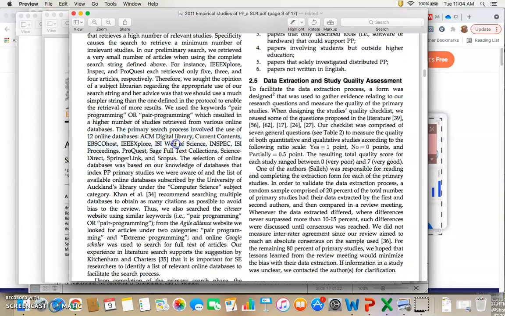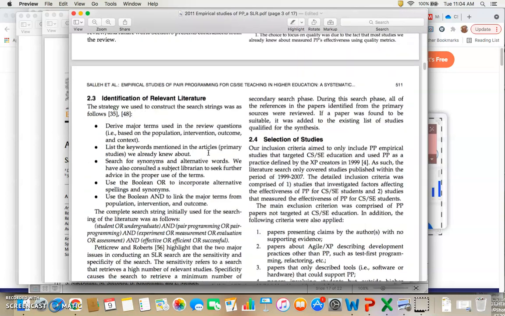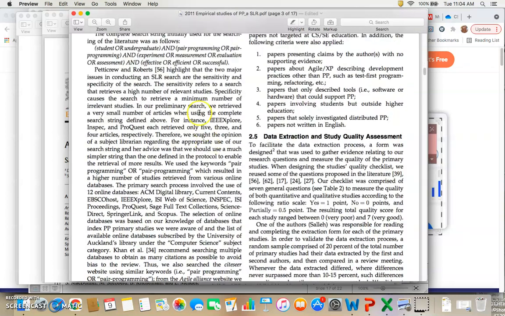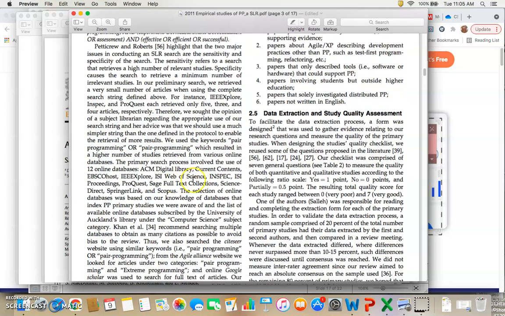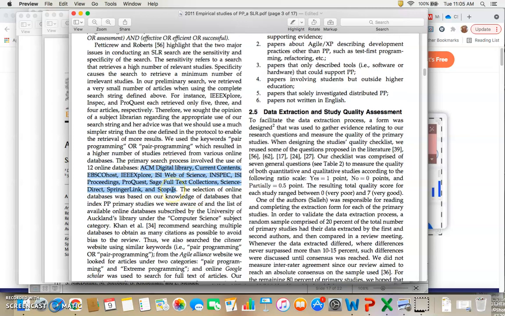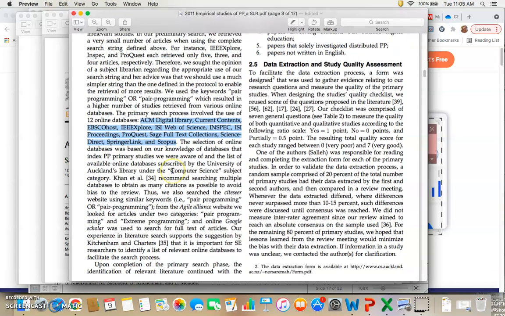So last time I have used these databases, ACM. These are all the databases, but I think I have used all these 12. The primary search involves the use of 12 online databases: ACM, Current Contents, EBSCOhost. I did not use International Islamic University Malaysia's library subscription because I used New Zealand's libraries, so they provided me with access to all these 12 databases. So I searched studies from all these 12 databases.